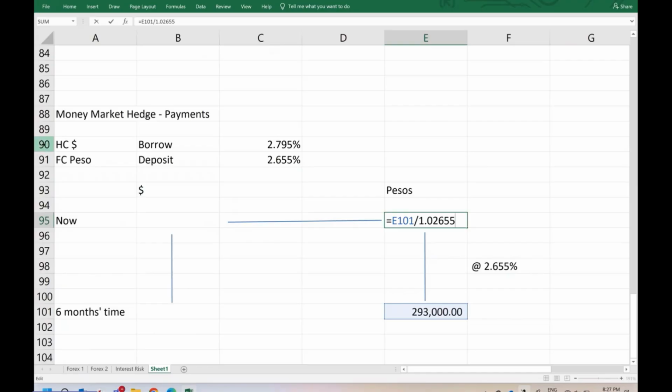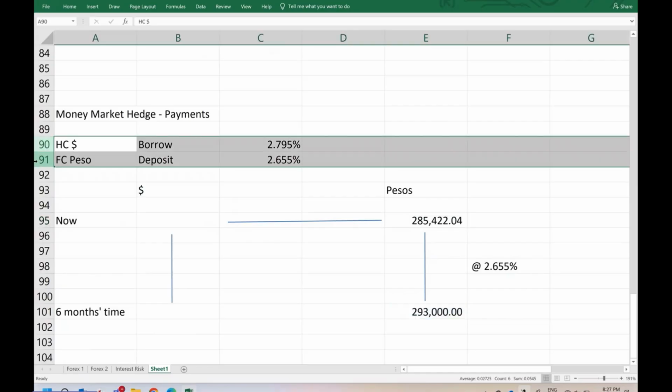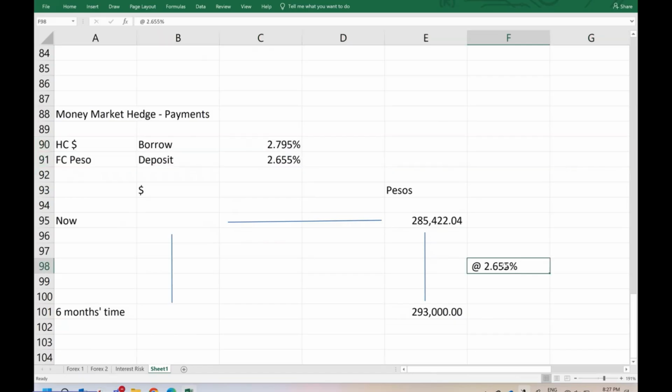So look, that's why I always recommend you write this on the front, so that when you're choosing the rate, you will not make a mistake. In a payment, you always borrow in home currency and you always deposit in foreign currency. In a receipt case, the opposite. So that is the peso amount you need today. If you deposit this much at this rate for 6 months, after 6 months you will be getting exactly 293,000. This is your deposit: withdraw and pay when the time comes. But this much pesos we need, so we borrow in home currency and convert into pesos today.